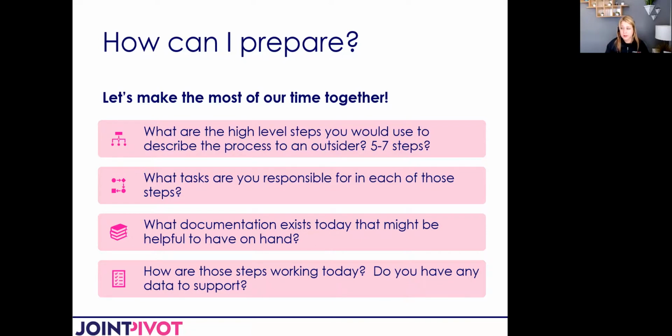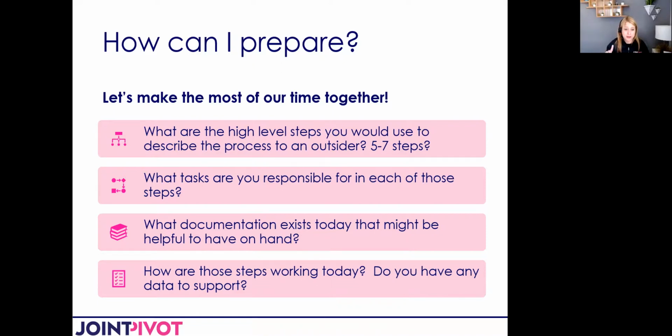So she often gets phone calls from me just saying, hey, does this make sense to you? Do you get the gist of what we're doing? So what would those 5 to 7 steps be that you would use to describe what we are doing from start to finish to somebody else?